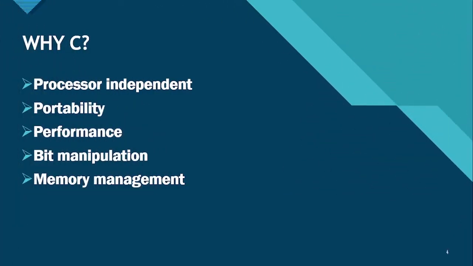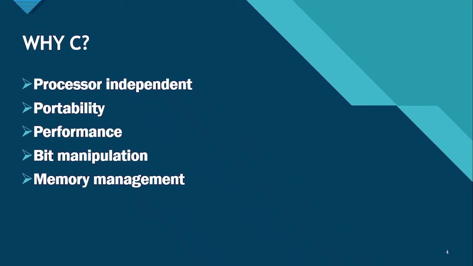As we discussed C and its basics and gave just an outline about C, now we are going to ask the question, why is C used for embedded systems? And you want to know why? Here are 5 good reasons for using C programming for embedded systems. 1. Processor independent. 2. Portability. 3. Performance. 4. Bit manipulation. And 5. Memory management. We'll go through them one by one briefly.